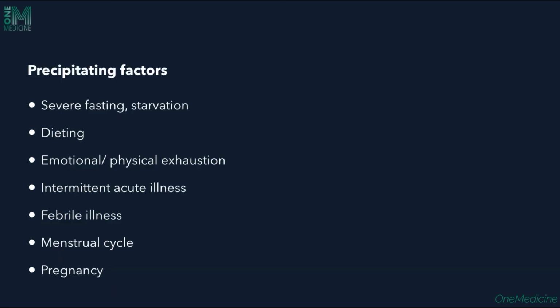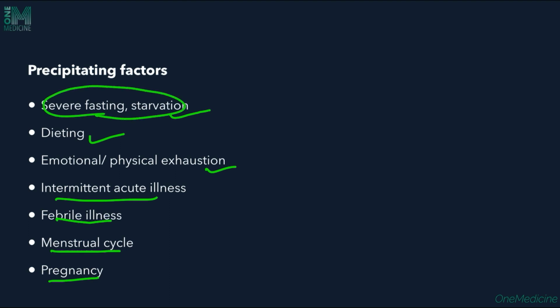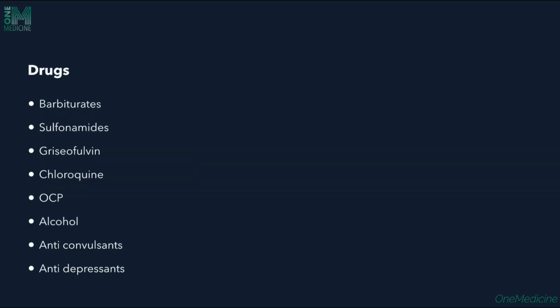Precipitating factors for the acute attacks are severe fasting, severe starvation, dieting, emotional or physical exhaustion, or any acute illness if it is there, febrile illness, menstrual cycle, pregnancy. Most important is starvation and fasting, which can precipitate the attack. Certain drugs like barbiturates, sulfonamides, griseofulvin, chloroquine, oral contraceptive pills, alcohol again is important, anticonvulsants, and antidepressants can trigger acute intermittent porphyria.